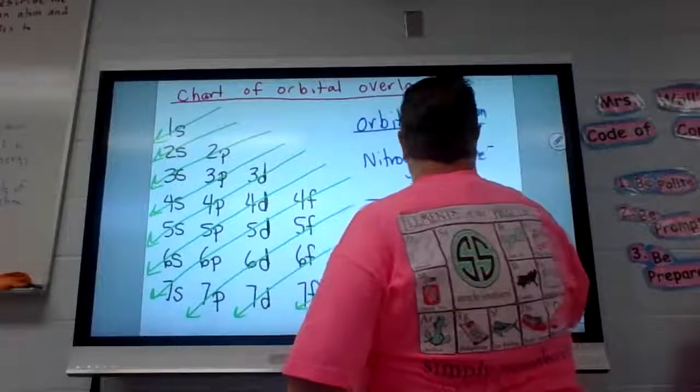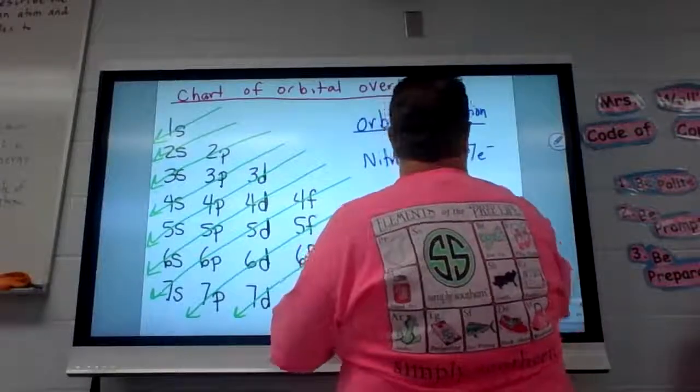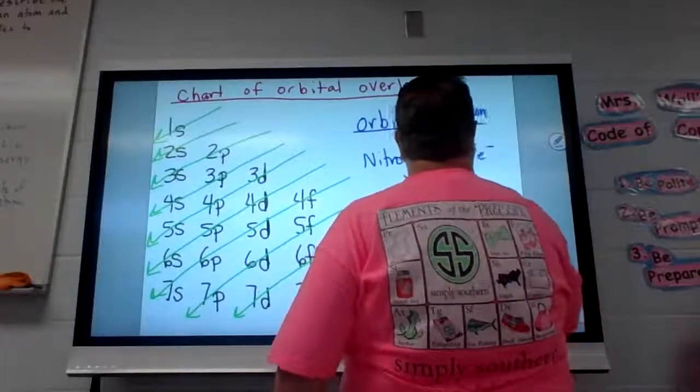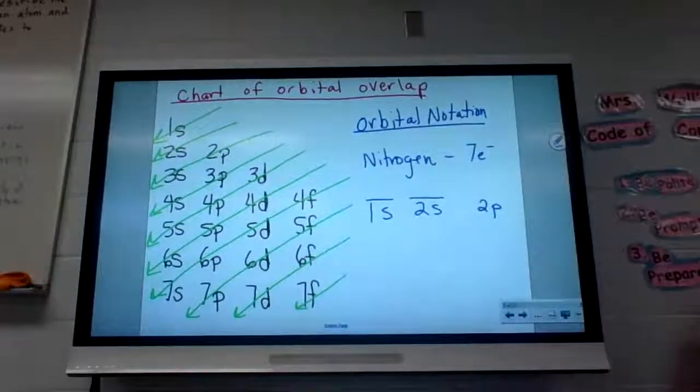2P. So 2P. Oops. Make it a little smaller there. So it's about the same size for y'all. Alright, so 2P. 2 stands for the what? Energy level. P stands for the what? Sub-level. I need the orbitals, which are pictures. How many does P have? 3. So this time I'm drawing 3 lines.